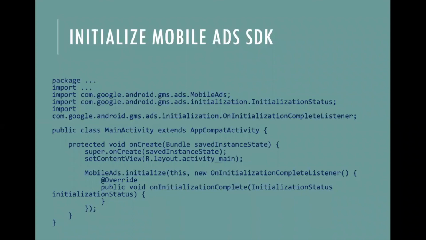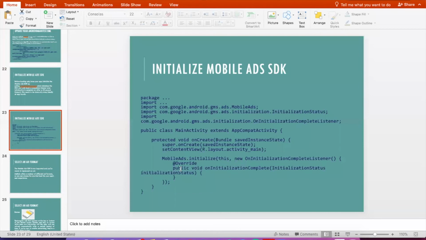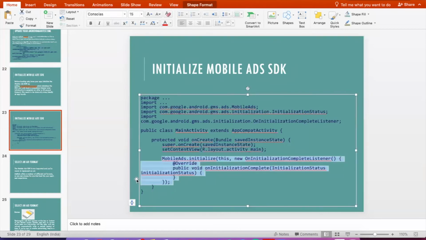This particular line that you observe, mobile ads initialization, this is the context, and then you are saying on initialization complete listener. Like we are having click listeners, we are having cancel listeners, the same way we are having this on initialization complete listener. This complete listener, at the time of initialization, will make your AdMob account available to you, and you will be able to generate different kinds of advertisements. So we will be importing this, and you are supposed to call this method only.